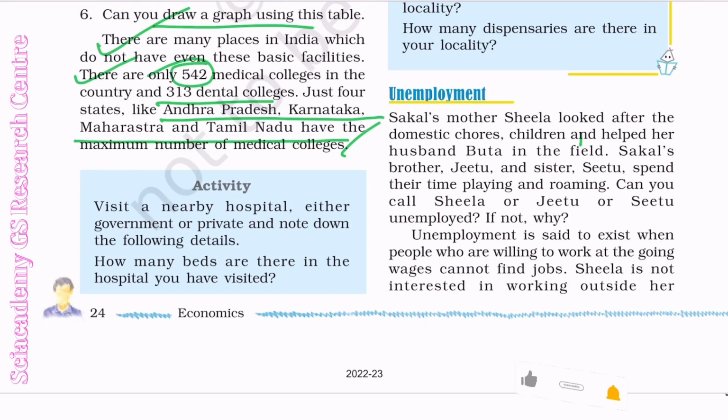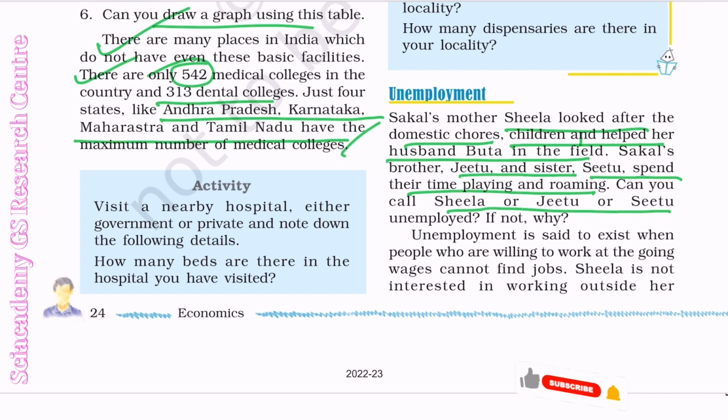On employment, Sakal's mother Sheila looked after the domestic chores, children, and helped her husband Butta in the field. Sakal's brother Jitu and sister Situ spend their time playing and roaming. Can you call Sheila or Jitu or Situ unemployed? If not, why? Unemployment is said to exist when people who are willing to work at the going wages cannot find jobs.